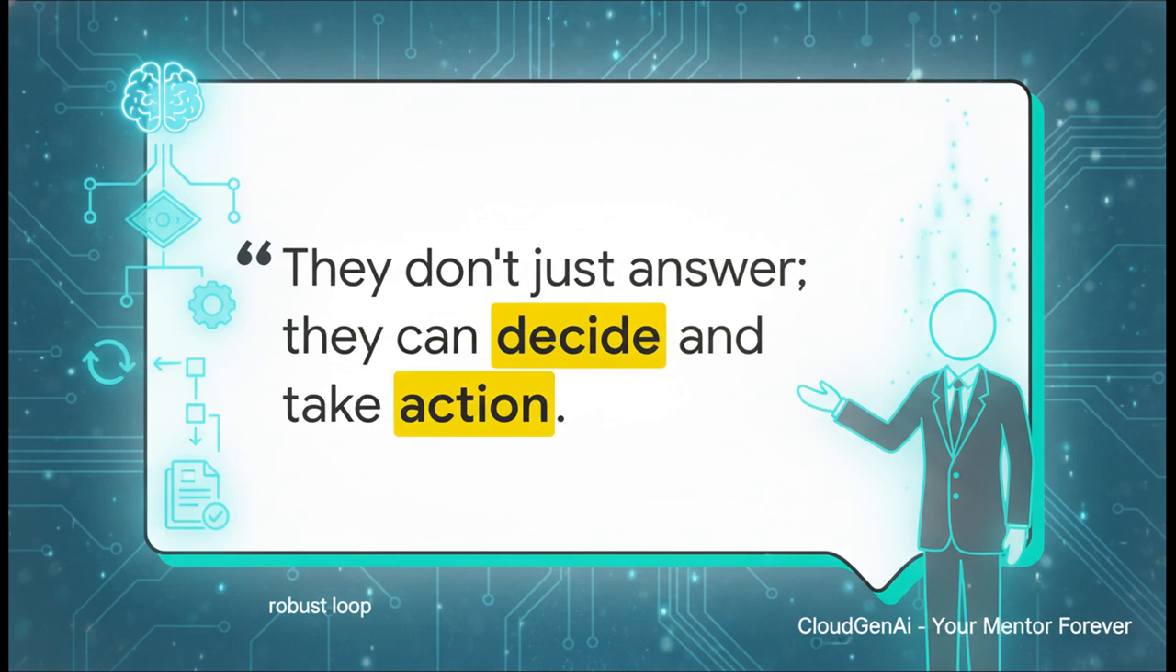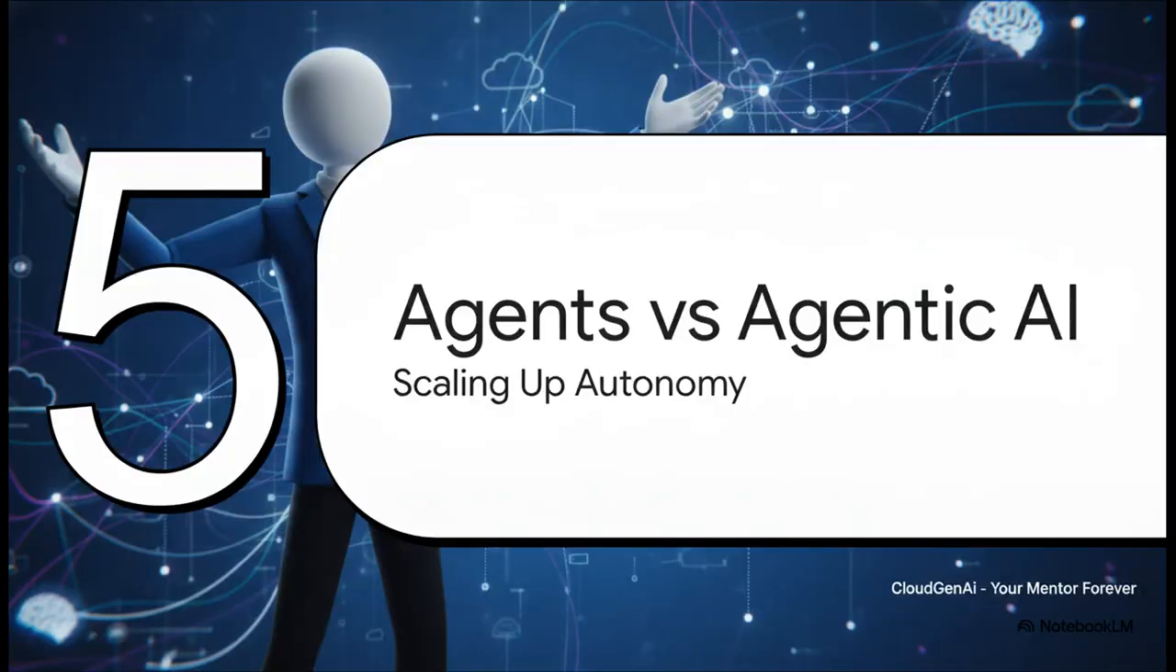We can even wrap these agents in robust loops. For instance, if you build a blog writing agent, you can include a validation loop. So if the agent somehow forgets to write a conclusion, the loop automatically tells it to retry and fix its own mistake before it even shows you the final result. Pretty amazing. And this brings us to Section 5, Agents versus Agentic AI.